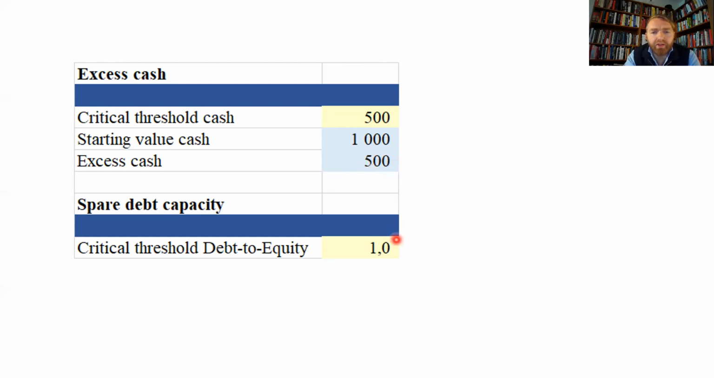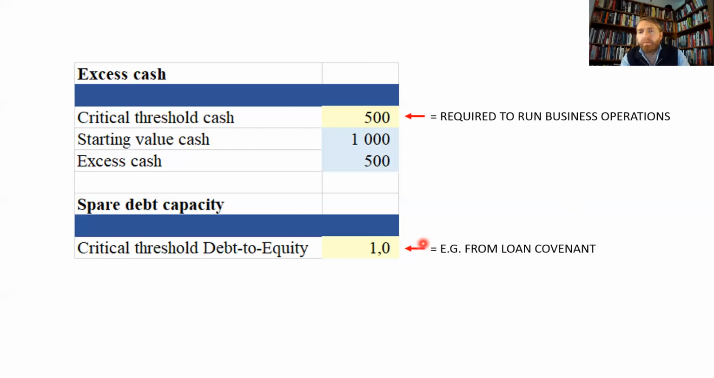We have also assessed that we're able to go to a debt to equity threshold of 1 at the very most. Beyond that we're not going to tread. That would be imprudent or impossible. Maybe the bank has even declared that that's the absolute limit. That could come from a loan covenant, etc.